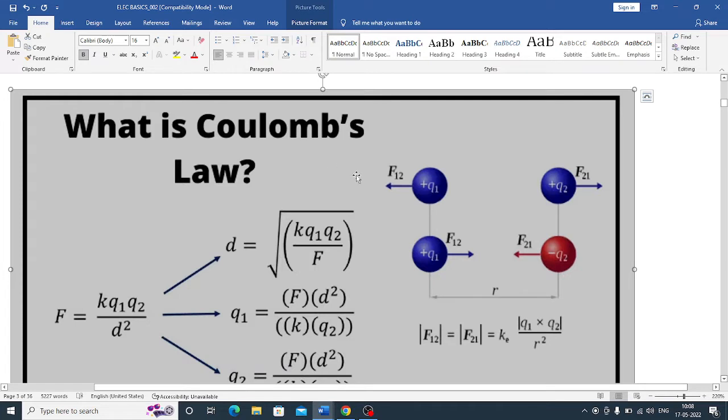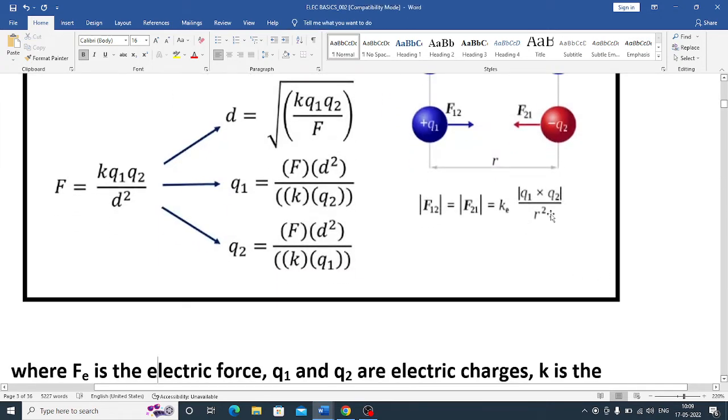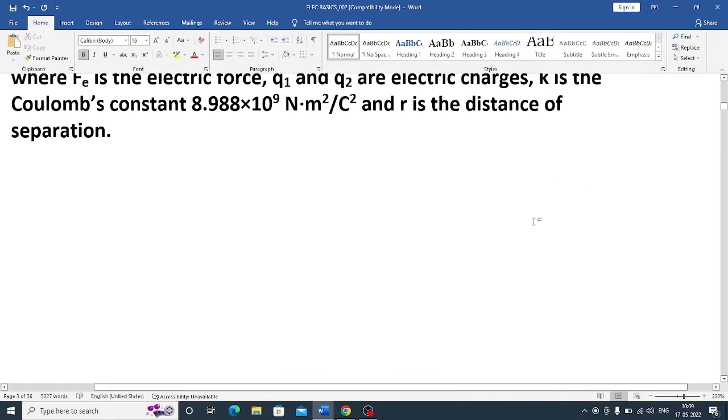So if you have Q1 here and Q2 here, and R is the distance between them, then the force of attraction or repulsion is proportional to the product of Q1 and Q2 and inversely proportional to the distance R square. This you have studied in your 10th standard.